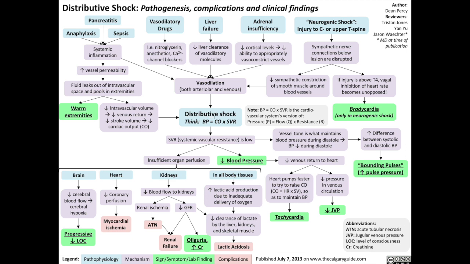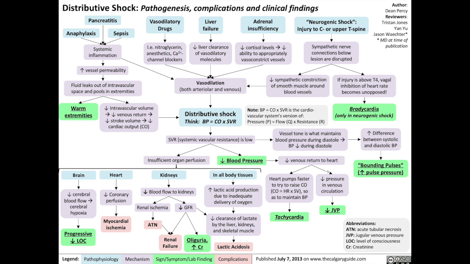Now, what distributive shock means basically is the reduced ability to perfuse tissues with blood. That comes about because of reduced cardiac output and vasodilation, which reduces the systemic vascular resistance of blood vessels. So, because one's blood pressure is equal to the cardiac output multiplied by the systemic vascular resistance, that results in a reduction of the patient's blood pressure. Reducing the patient's blood pressure will further reduce venous return to the heart, meaning that the heart has to pump faster to try to raise the cardiac output so as to maintain one's blood pressure, resulting in tachycardia.